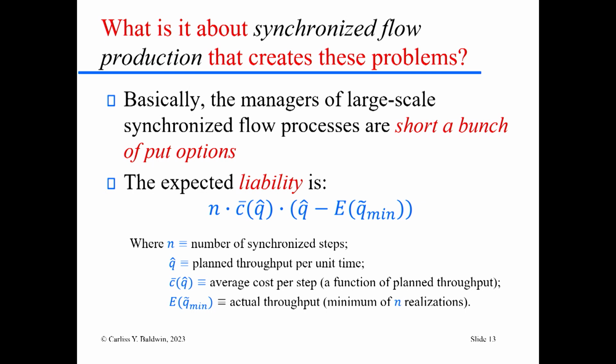And E of Q min, that Q with a tilde is actually a capacity of each step, and it's random. And so when you get the expectation of the minimum of n random variables, you have an order statistic, and that's what you're short. Pardon my language, it sucks.